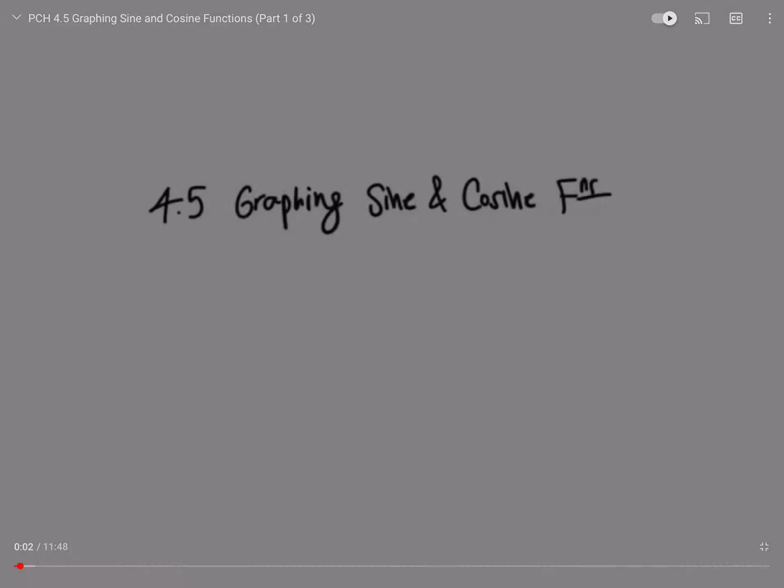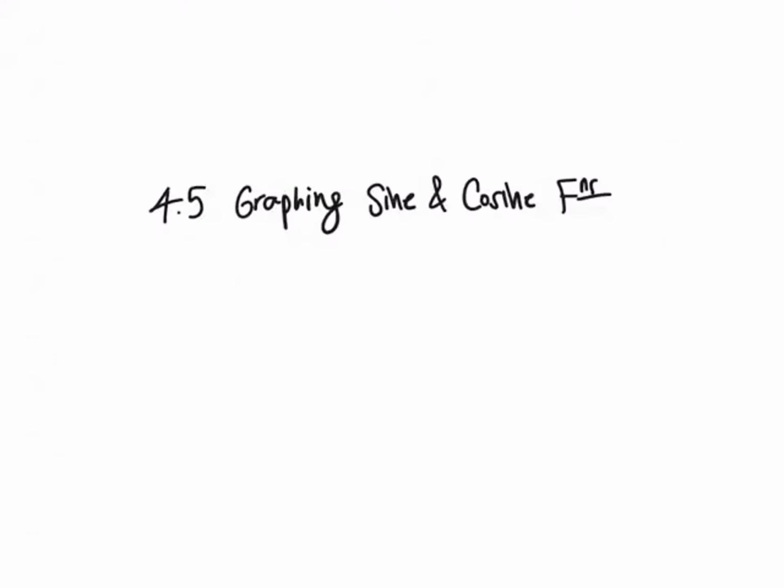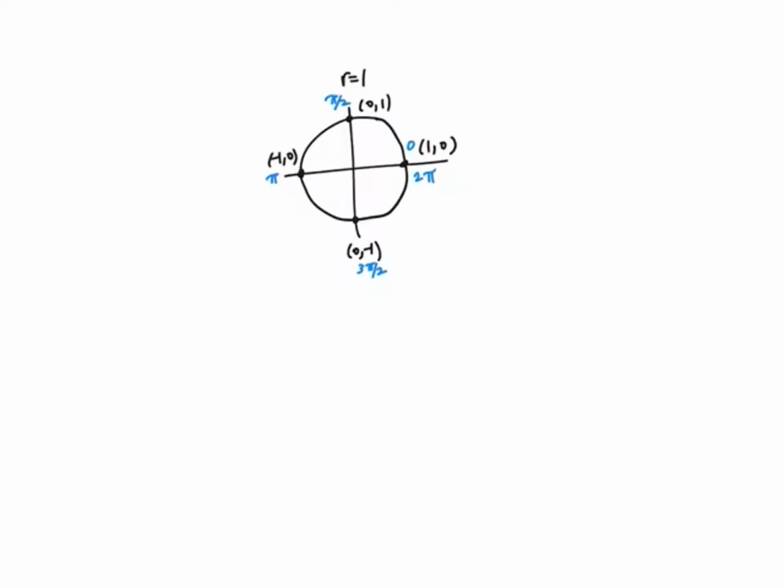4.5 is on graphing sine and cosine functions. Alright, here are the quadrant angles of a unit circle going from 0, pi over 2, pi, 3 pi over 2 to 2 pi, right? You have (1, 0), (0, 1), (negative 1, 0), (0, negative 1).